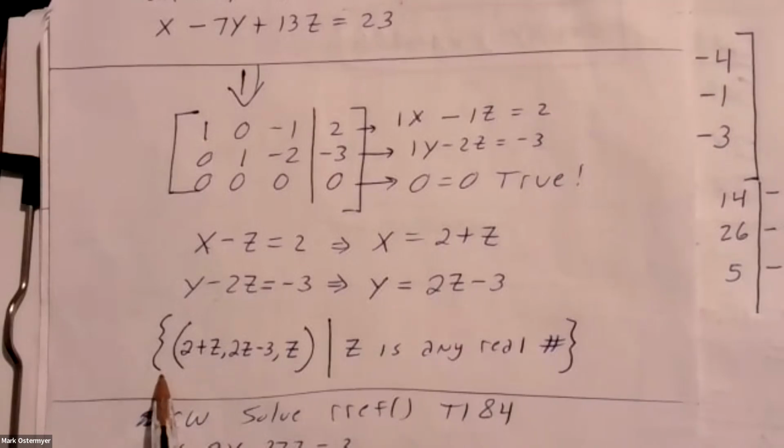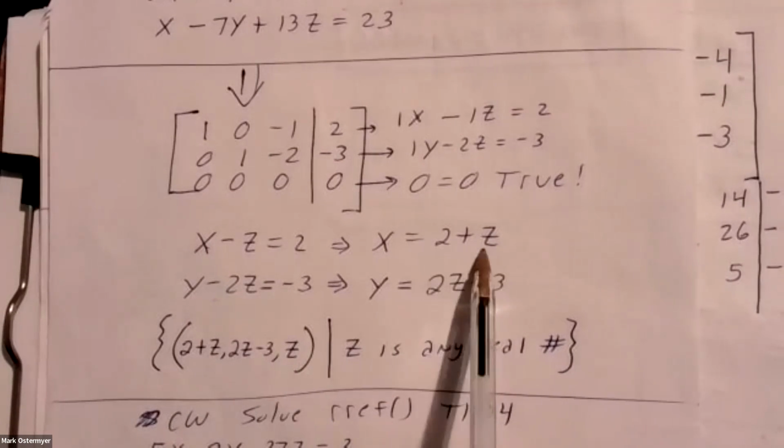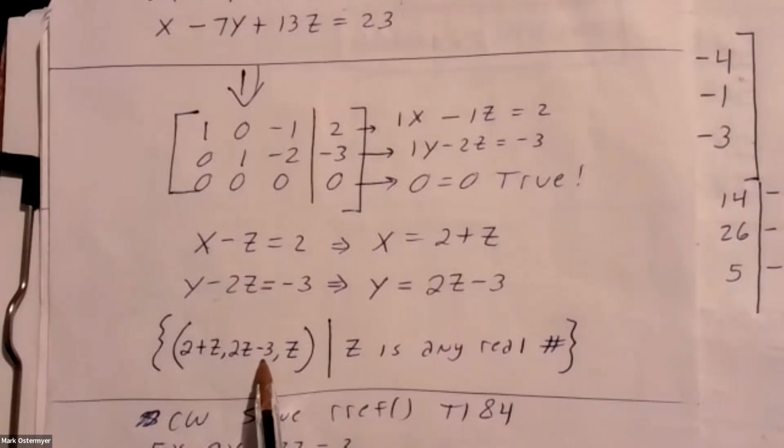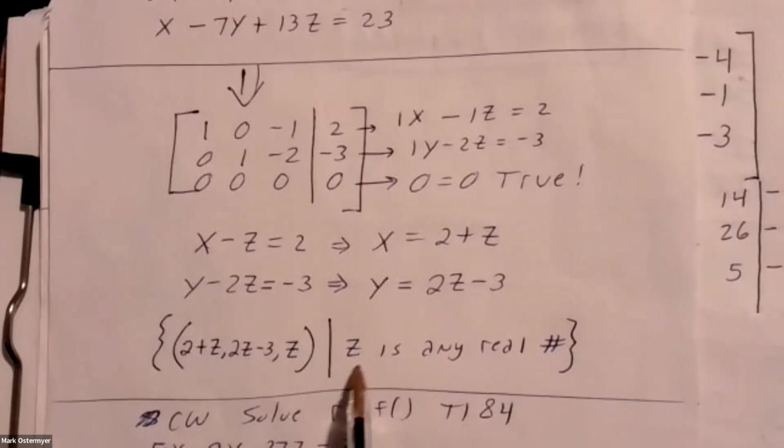It's got to be the set. We use set notation, use the open brace. The set of all ordered triples where the x coordinate must be 2 plus z, the y coordinate must be 2z minus 3, and the z coordinate is free to be anything, such that z can be any real number.